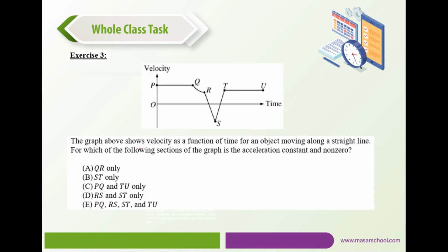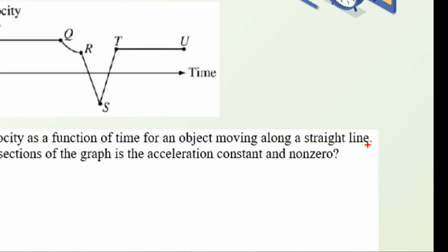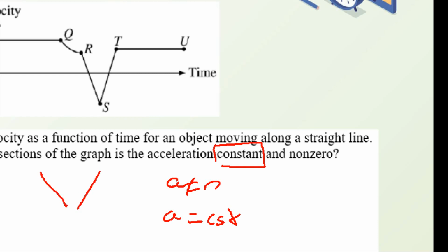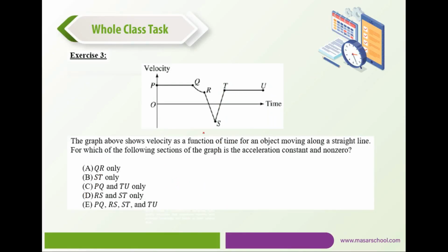Now the graph above shows velocity as a function of time for an object moving along a straight line. For which of the following sections of the graph is the acceleration constant and non-zero? If the acceleration is constant and not 0, so a is different than 0, a is constant, then we expect that the shape of the curve is going to be either like this or like that for a vt graph. Then the correct choice would be D, because RS and ST represent linear curves.